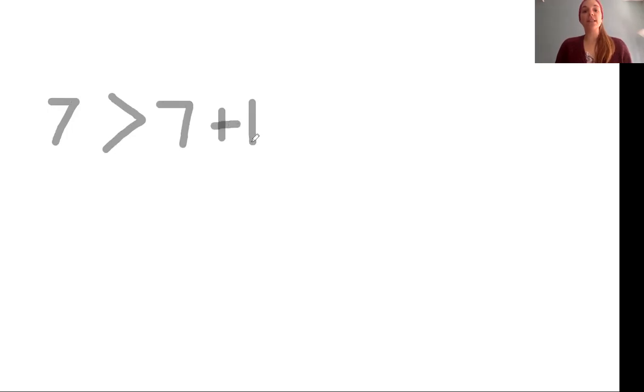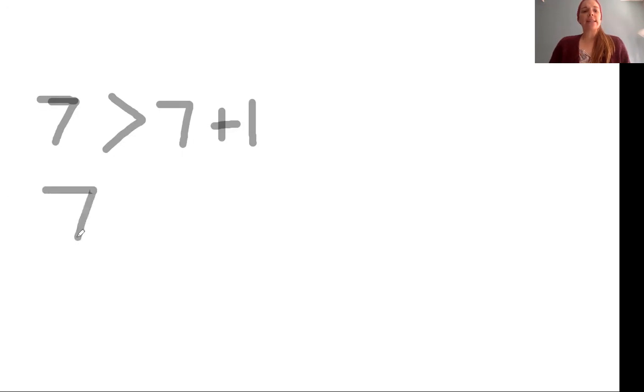So our first set is, you're going to be telling me if this is a true number sentence or if it is false. And if it was false, then how would you change the symbol? So right now we've got 7 is greater than 7 plus 1. Well, let's think about this symbol. The greater than symbol is kind of like the same thing in the same position that you would have an equal sign.